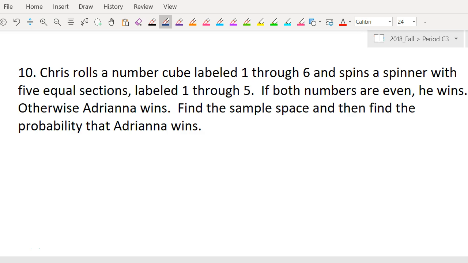Okay, we gotta write all our sample space out. I didn't write this quiz. Alright, you guys ready to write your sample space? Here we go. Dark blue.